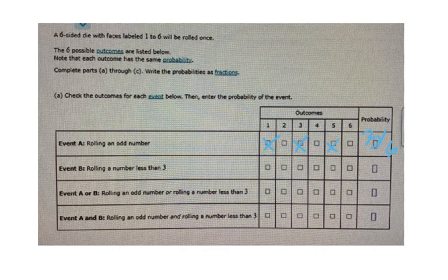B is rolling a number less than 3, so less than 3. This will be 2 out of how many outcomes, which is 6. And then event A or B, so A or B.